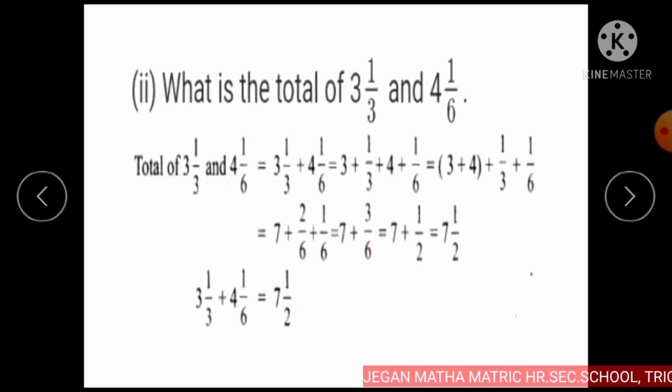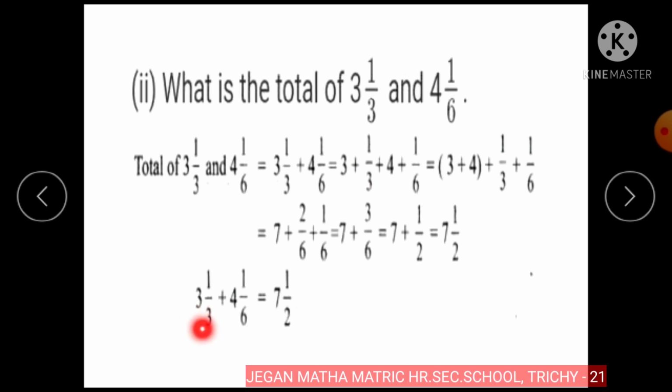Now simplify the fraction 3 by 6, we get 1 by 2. 7 plus 1 by 2 equal to 7 1 by 2. So the sum of 3 1 by 3 and 4 1 by 6 equal to 7 1 by 2.